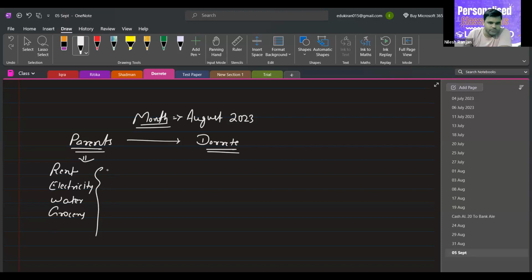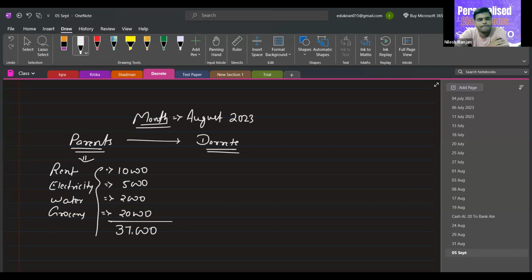Okay, so the expenses are like 10,000. Electricity expenses is 5,000. Water bill is 2,000, and total grocery is 20,000. So total expenses is 37,000. Yes. Okay.